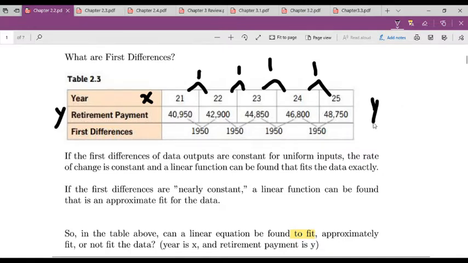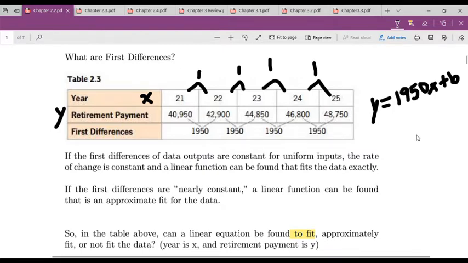So it's looking like Y equals 1950X plus B. Now if you wanted to find B, you just have to plug in one of these points. You could plug in 21 and 40,950. You could plug in 22 for X and 42,900, and you solve for your B. We've done that a few times.